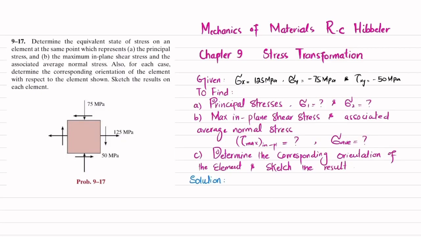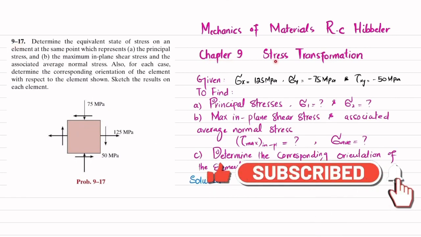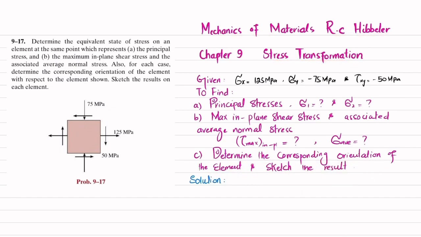Welcome back. Problem 9-17. This is taken from chapter number 9, that is stress transformation, and book name is Mechanics of Material by R.C. Hibbeler. So statement is determine the equivalent state of stress on the element at same point which represent the principal stress, and in B part maximum in plane shear stress and associated average normal stress. Also, for each case, determine the corresponding orientation of the element with respect to the element shown. Sketch the result on the element.